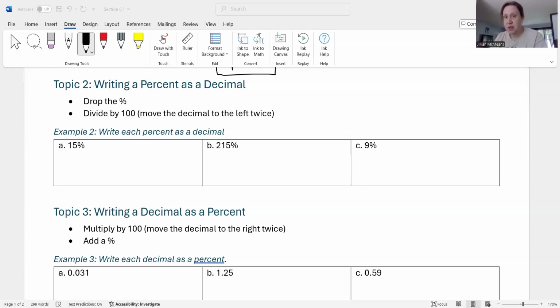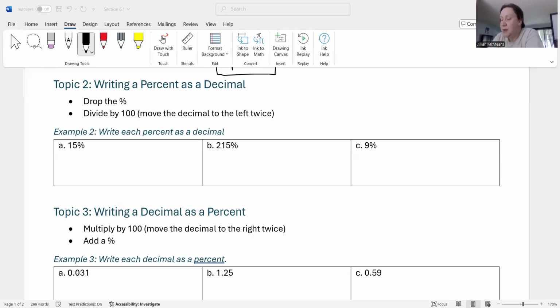Because percents, decimals, and fractions all are a way to represent part of a whole, we can convert between the three. So we can write percents as decimals, decimals as fractions, fractions as decimals, fractions as percents, percents as fractions. I think I got them all. Okay, so we can convert between all three. So that's what we're going to look at in these next couple of videos.